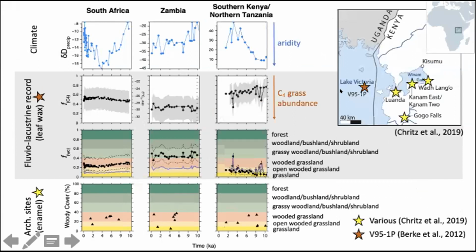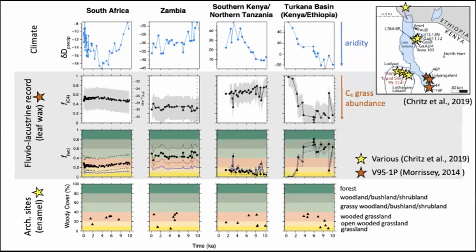In southern Kenya and northern Tanzania, again, we see representation of wooded grassland to grassland archaeological sites over the Holocene, whereas the leaf waxes from the Lake Victoria Basin indicate more of a wooded grassland to grassland, fairly consistent throughout most of the Holocene. Lots of grass was available, even though there were some large changes in aridity.